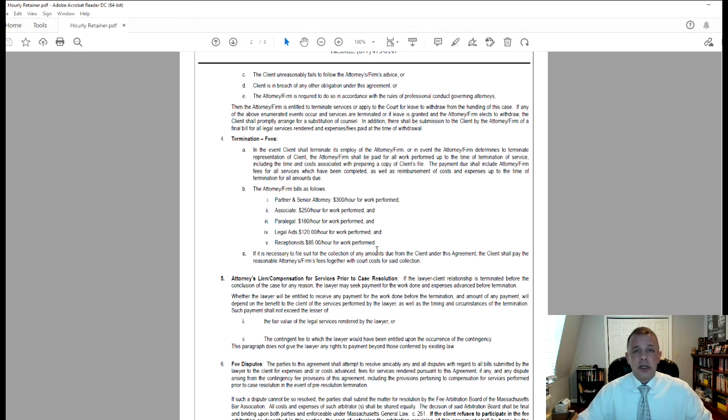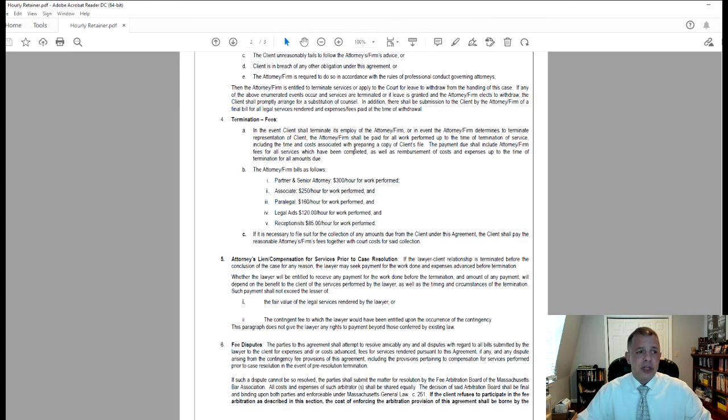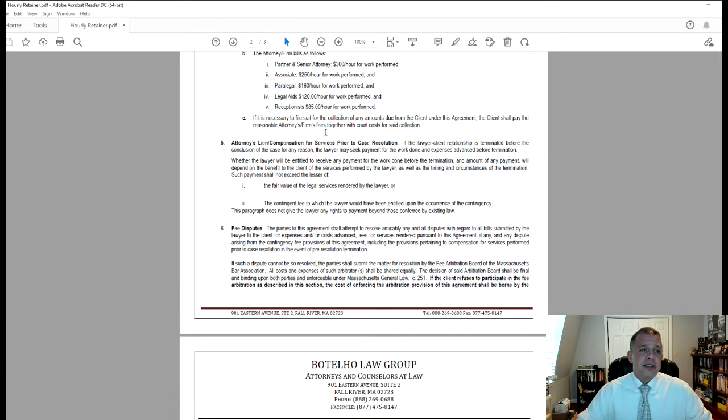The next section here is dealing with termination fees. This basically is a breakdown of the hourly fees of the different attorneys that may be working on your case, or staff. So essentially, if we have terminated, or you have terminated services one way or the other, between the lawyer to the client or client to the lawyer, this is a breakdown of the work we would have done and the fees you will be expected to pay. The next section discusses liens and compensation.